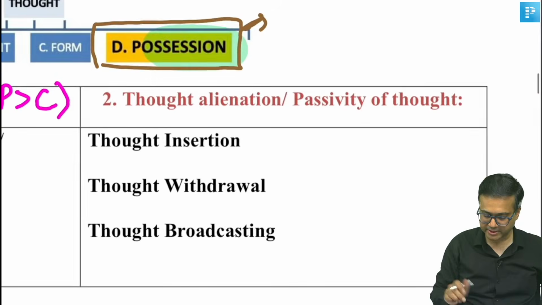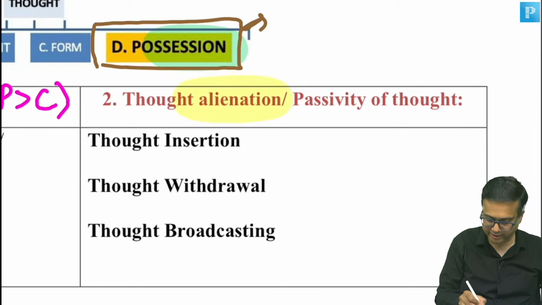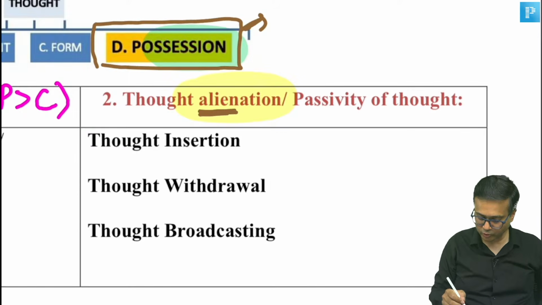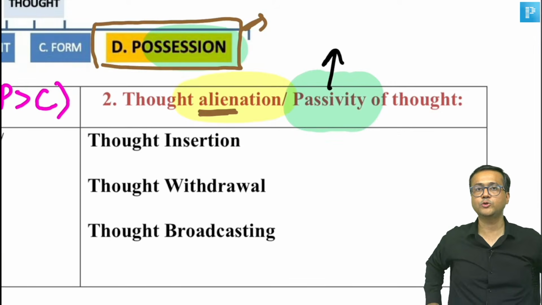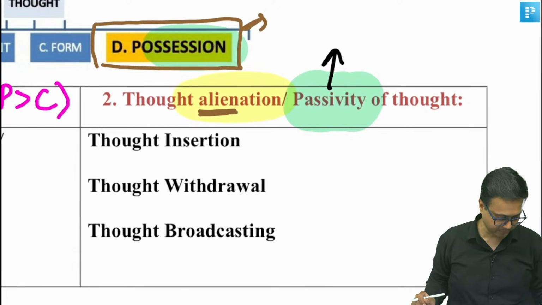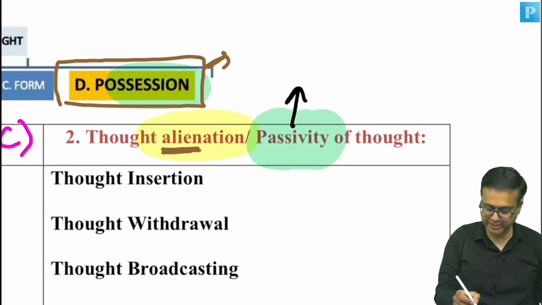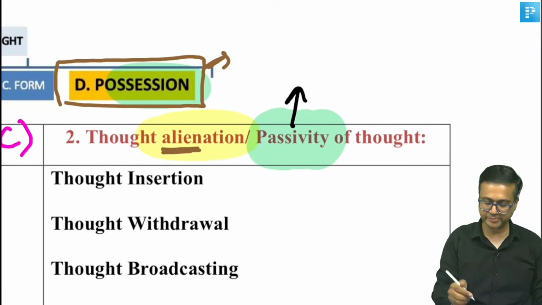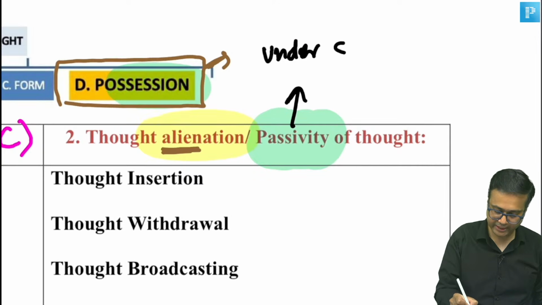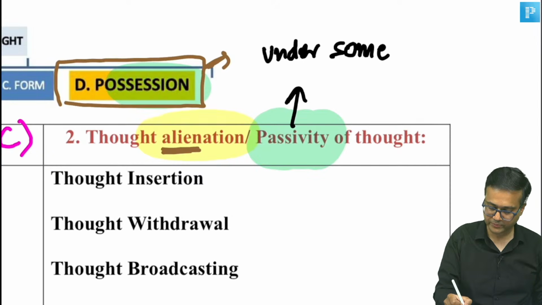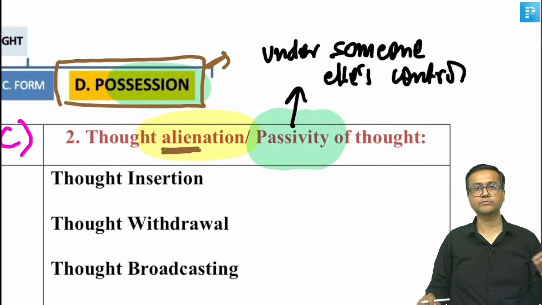And the last phenomena is thought alienation, beta. See, the name will tell you, beta, alien. My thoughts are not mine, alien. Thought alienation, also known as passivity of thought. Beta, again I have given you this trick now. Whenever in psychiatry you read this term, passivity, what is the meaning of passivity, beta? It means that it is under someone else's control. So just remember this, under someone else's control. Okay. So passivity of thought means that my thoughts are under someone else's control.